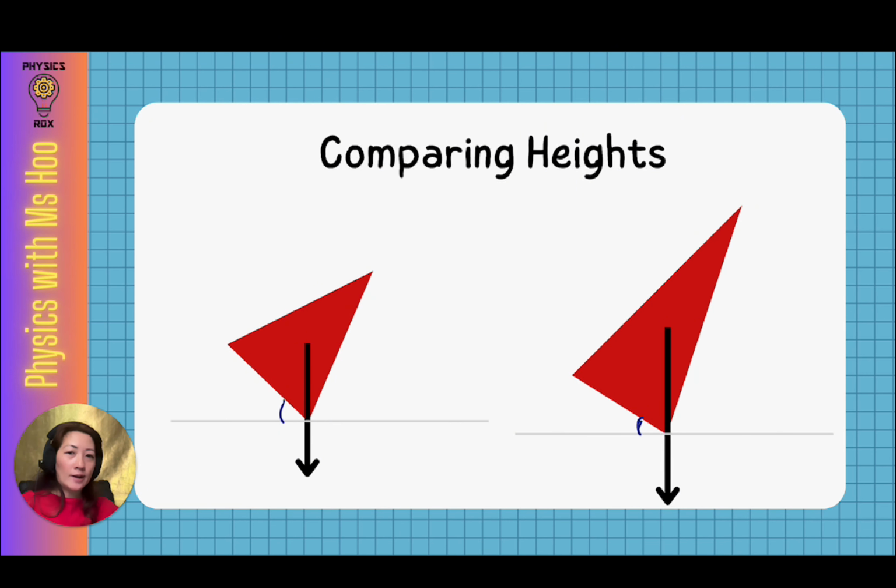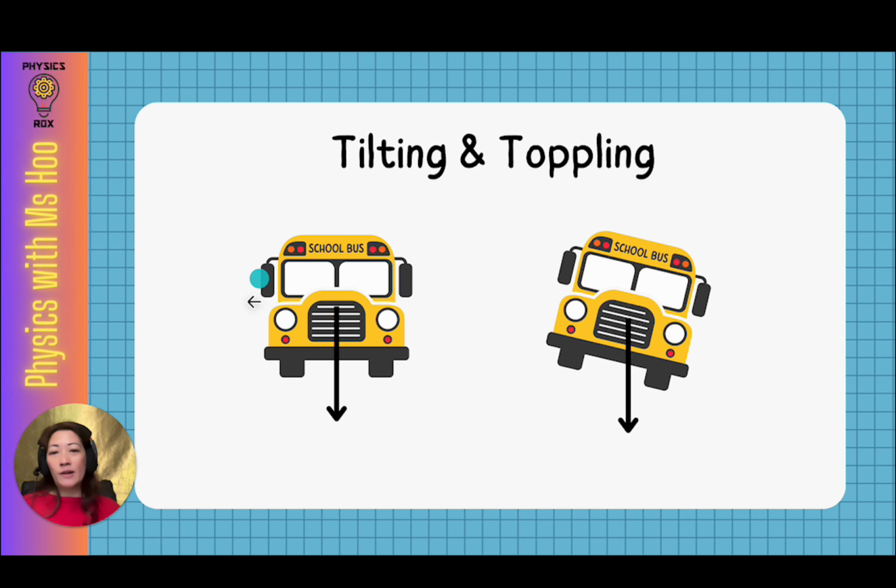So why is it important to understand stability? Understanding stability in terms of base areas and the heights of the center of gravities, we're able to understand how to make vehicles a lot more stable. So for example, if we're to look at buses. On the left here, we've got a diagram of a school bus, and this black arrow represents the weight acting from the center of gravity of the school bus.